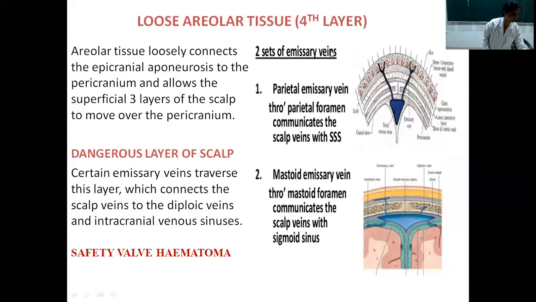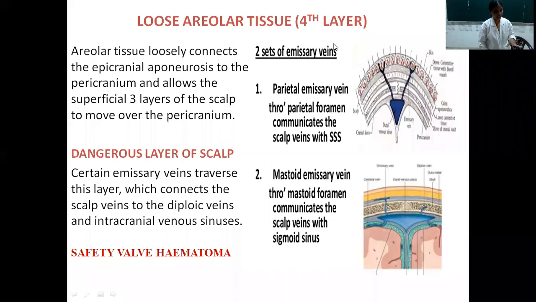Next, coming to the very important layer, that is the fourth layer. The fourth layer is the loose areolar tissue. So what is loose areolar tissue? As you know, in areolar tissue the fibers and everything are loose, and it has some potential space. This space lies just beneath the aponeurosis, so it is also known as the subaponeurotic space or subgaleal space. And the first three layers can move freely because of this layer.